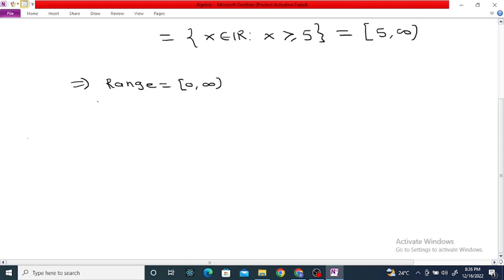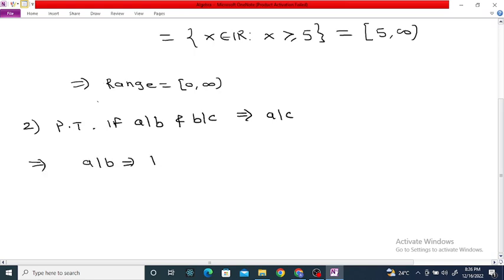Now number 2, prove that if a divides b and b divides c, then a divides c. So we know that if a divides b, this implies b is equal to a k1, and b divides c implies c is equal to b k2. Okay, we want to show that a divides c.